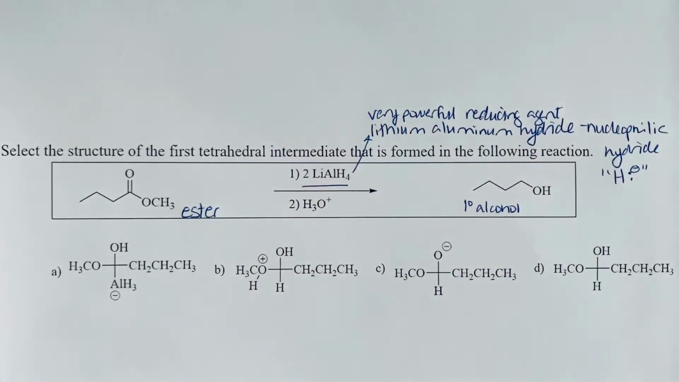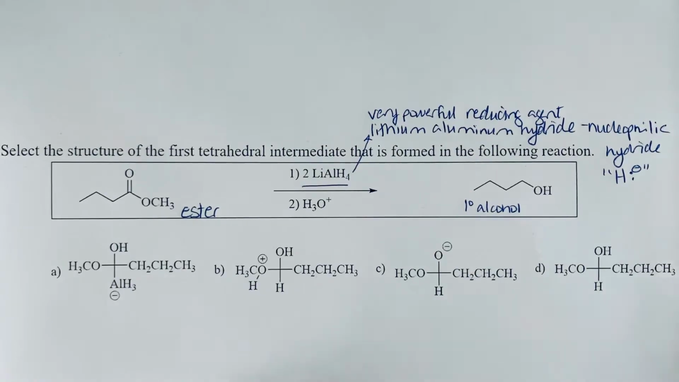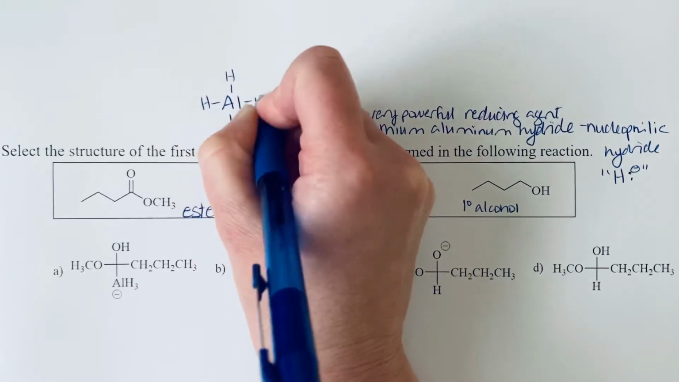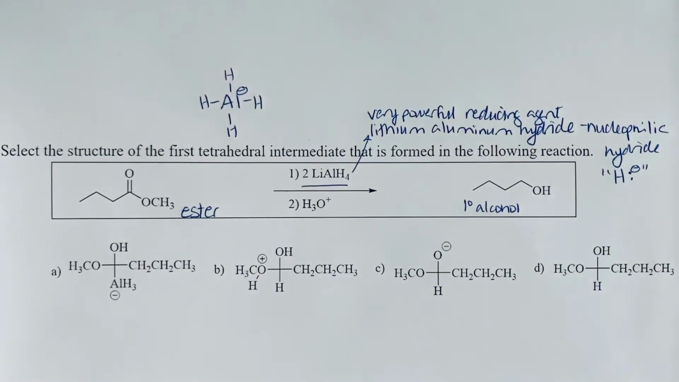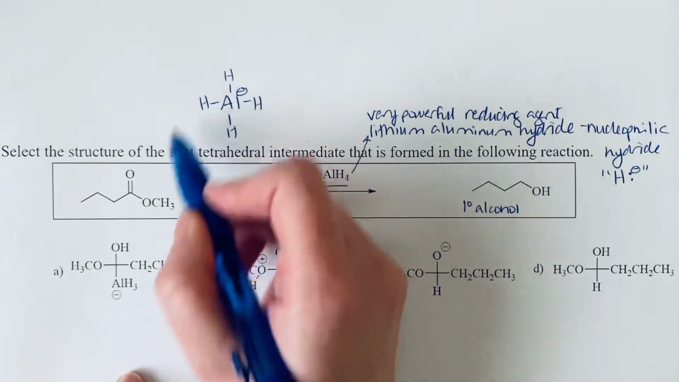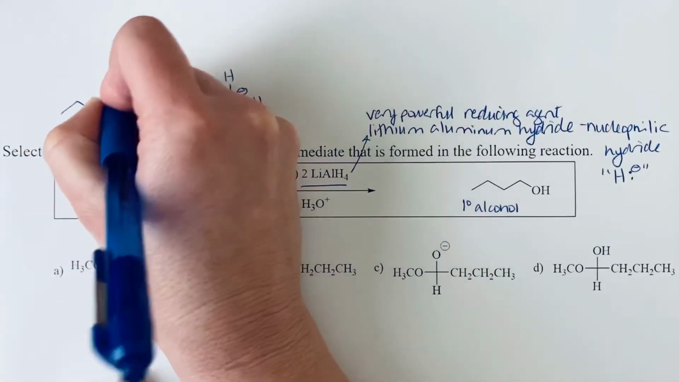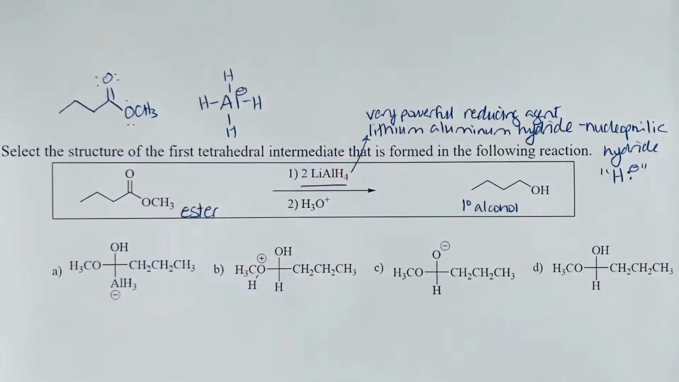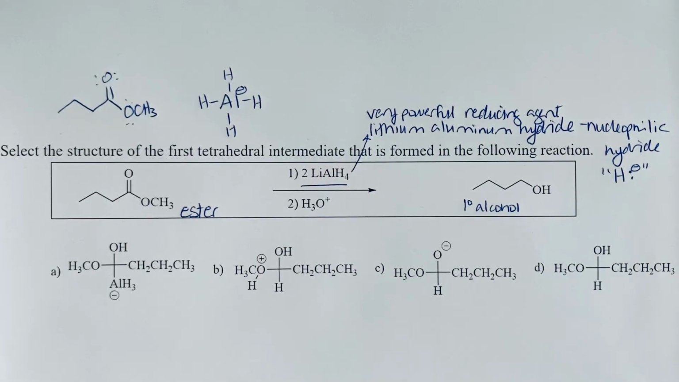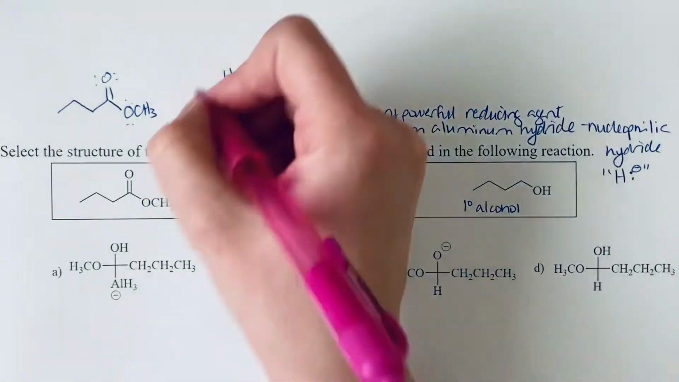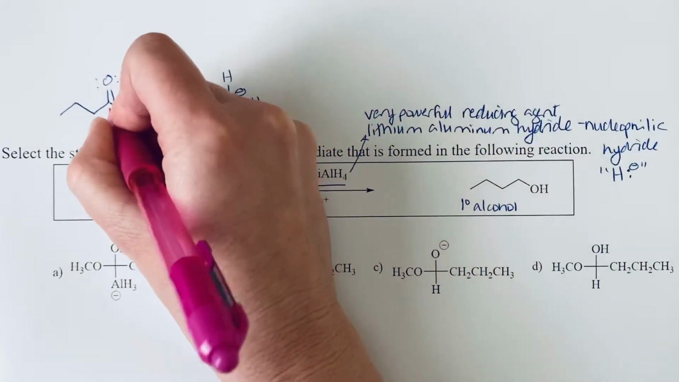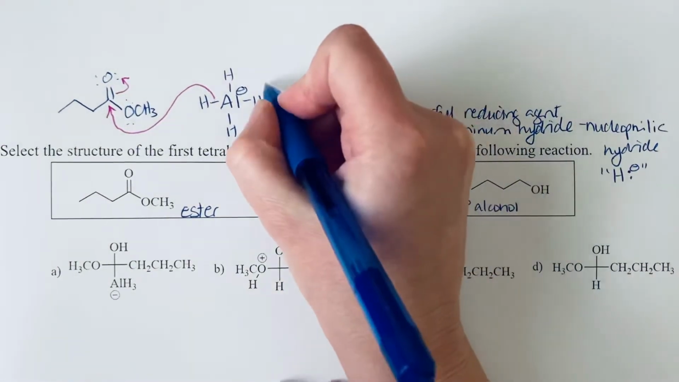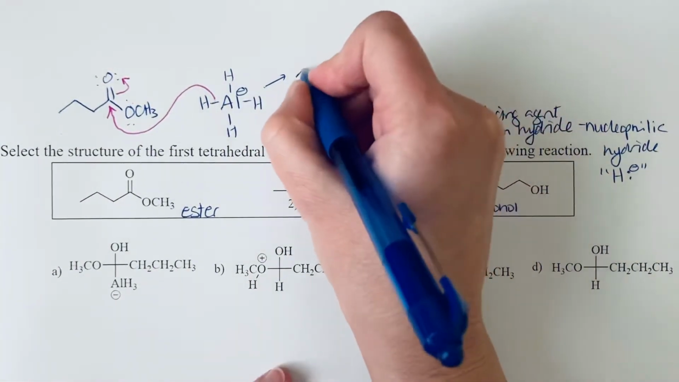So to start this mechanism, we need to know the structure of that. Lithium is the counter ion, and the nucleophilic hydride portion is the aluminum with the 4 bonds to hydrogen. What this is going to do is transfer a hydride to the ester carbonyl. And so we can see there's our ester. This first step is typical of all attacks on a carbonyl: your nucleophile, in this case the hydride, will attack the carbonyl and break the pi bond. And so the very first structure you get here is the intermediate that you're being asked about in this problem.